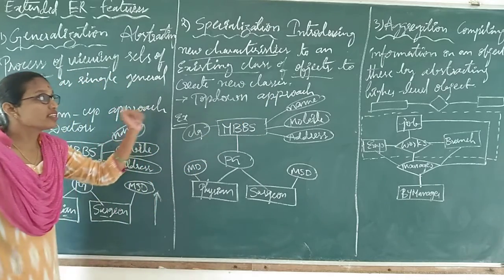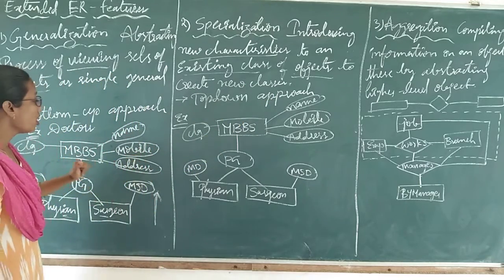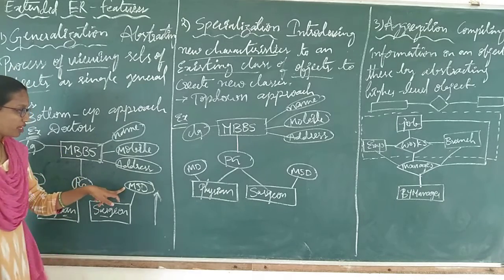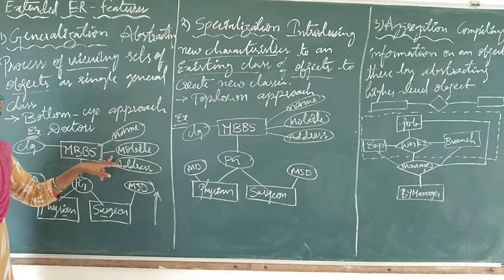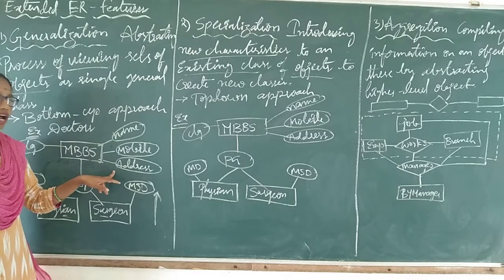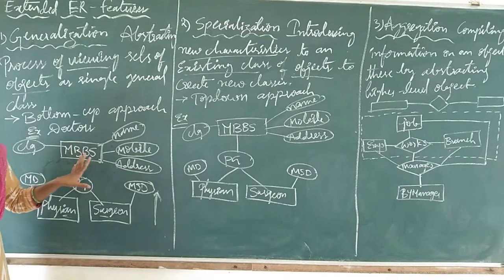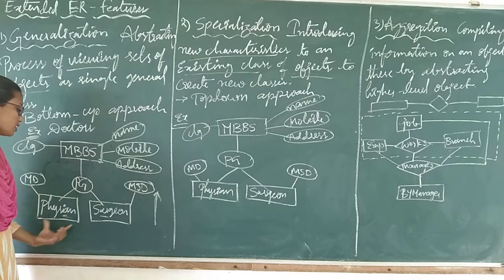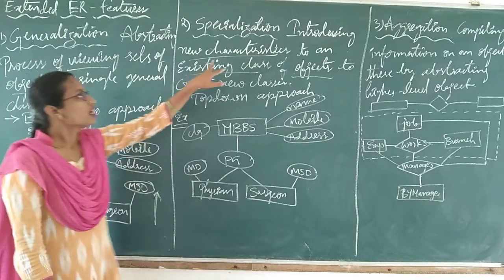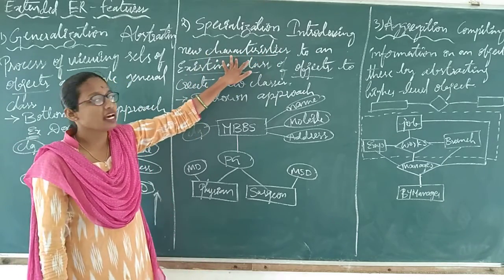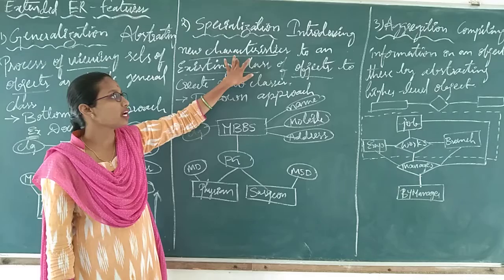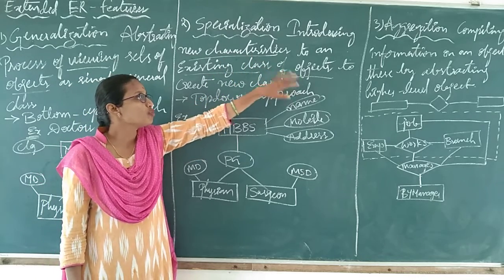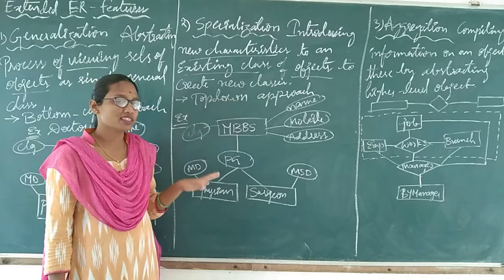Here, where are the objects? For example, PG, MS, MD, mobile number, name, address. These are all objects. Where is the class? MBBS, physician and surgeon. Here we are introducing new characteristics to an existing class of objects to create new classes.